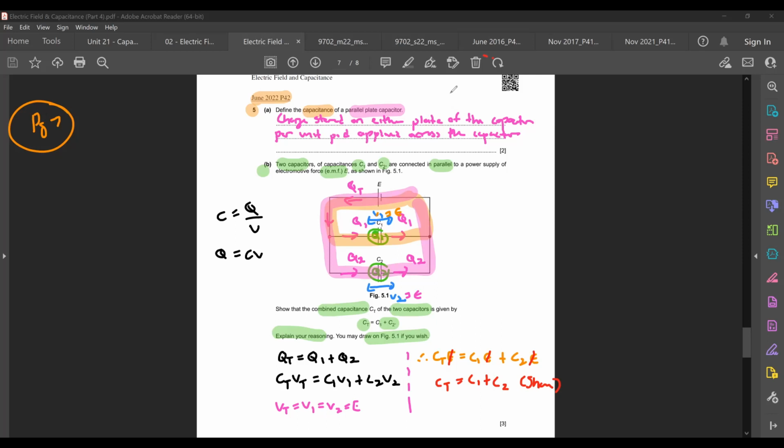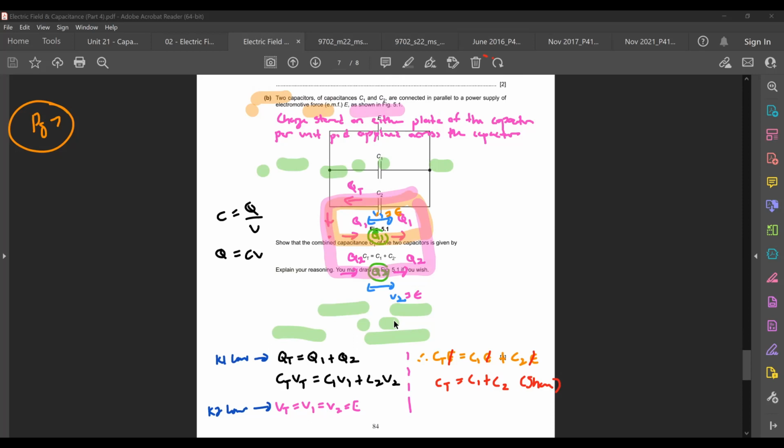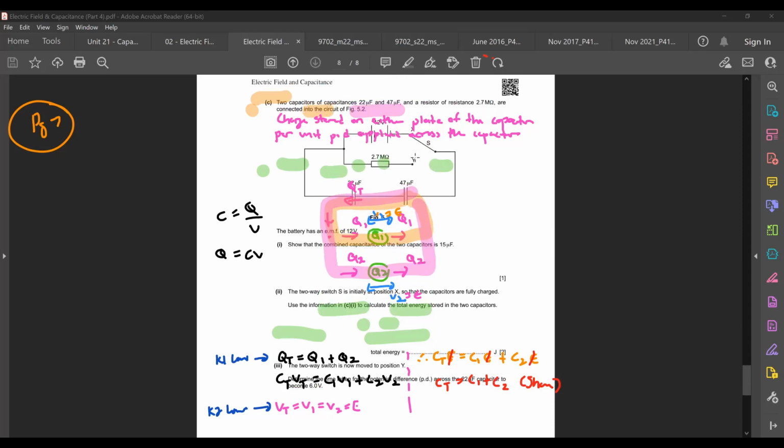If anything, I should write that this one is related to your Kirchhoff's first law, and this one is related to your Kirchhoff's second law. The derivation of your capacitances always tends to relate to these two laws that you've learned in your AS. Okay, so this one is pretty straightforward. Now, the next part again relates to your capacitance discharge.